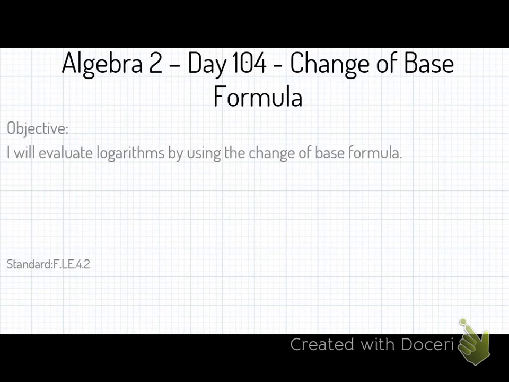Alright, this lesson is for day 104, change of base formula. Your goal today is to be able to evaluate logarithms by using the change of base formula, which is another formula. You might not need this if you have a right calculator, but a lot of people don't have access to a more advanced calculator, so this is something you do need to know how to do.